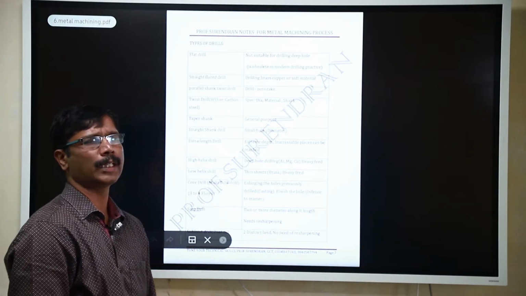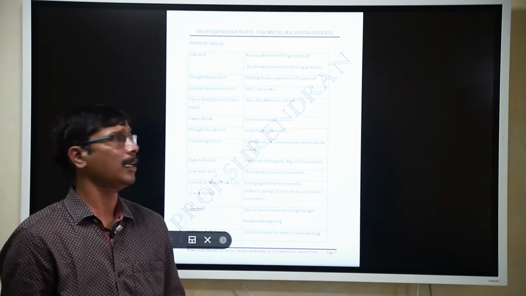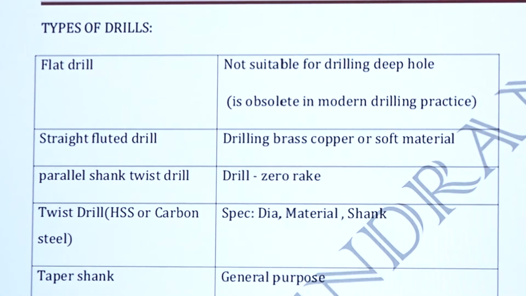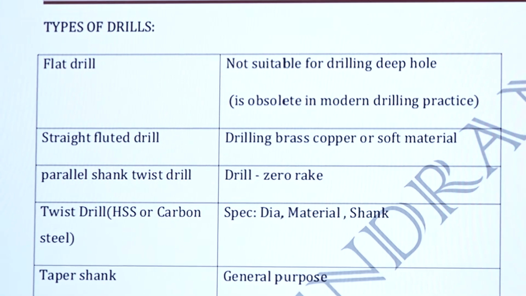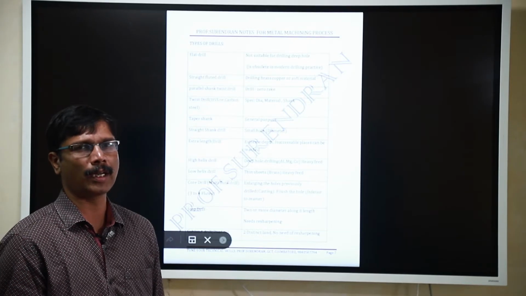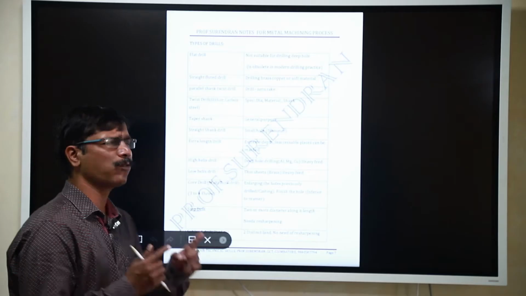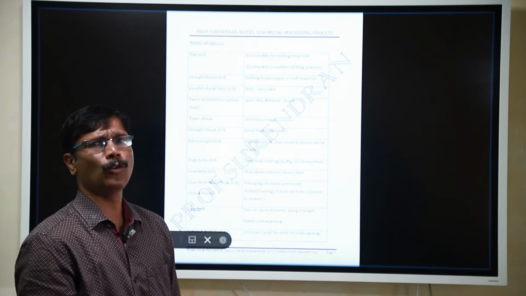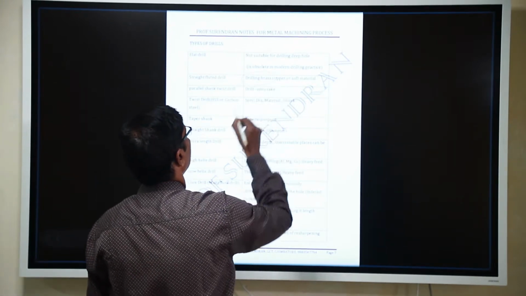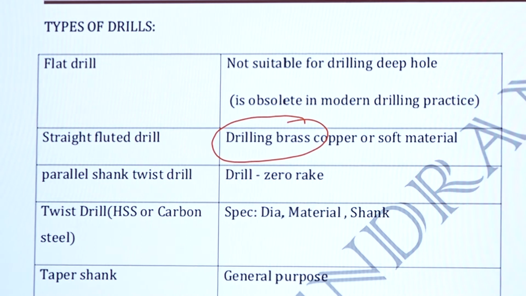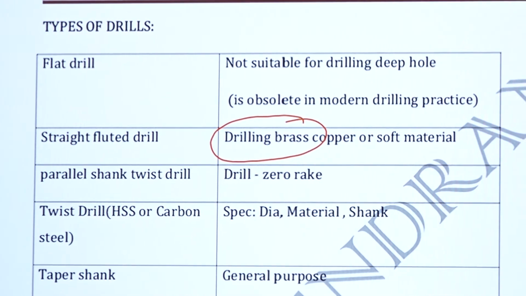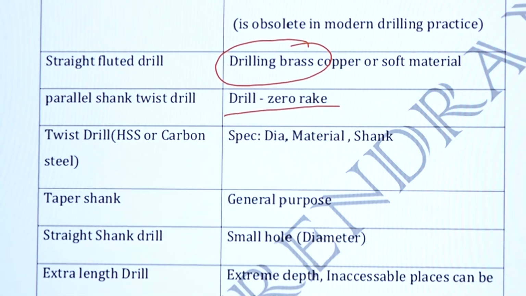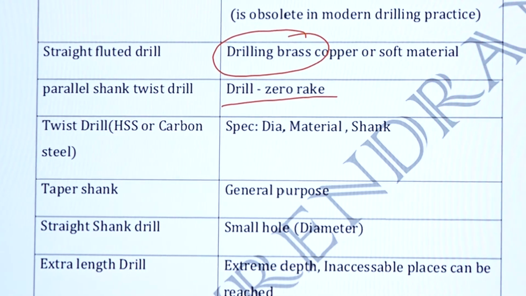Next, we are going to see the types of drill. We have several types of drill. First of all, the flat drill. The flat drill is not suitable for drilling deep holes and is obsolete in modern drilling practice. Next is the straight fluted drill, which is used for drilling brass. And we have the parallel shank drill, a drill with zero rake. And the twist drill is the most commonly used drill.